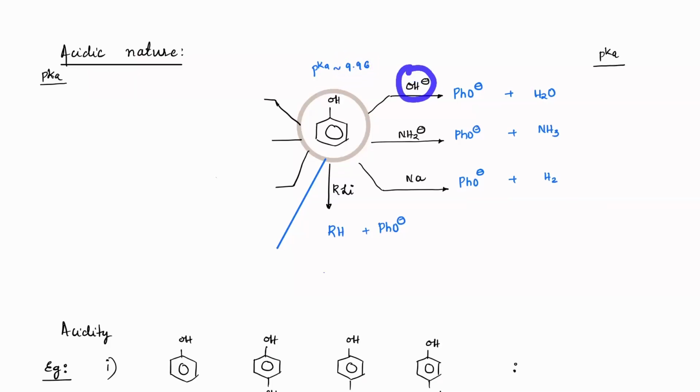If you react with a base, you are expecting to get water. With NH2 minus, you are expecting to get ammonia. Sodium will release electrons and try to get H2. R minus will take H plus and convert into RH.